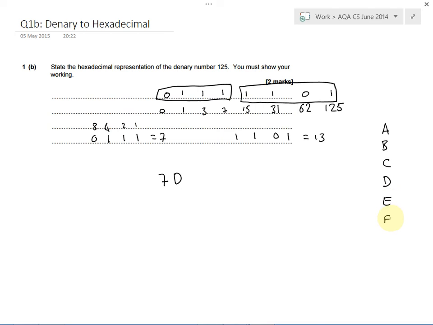So the answer, what is the hexadecimal representation of the denary number 125? Your answer is 7D. You'd get 1 mark for converting it to binary and the second mark for converting that into hexadecimal. Or if you just get the right answer, you'd get 2 marks as long as you could show some sort of working out that got you there.